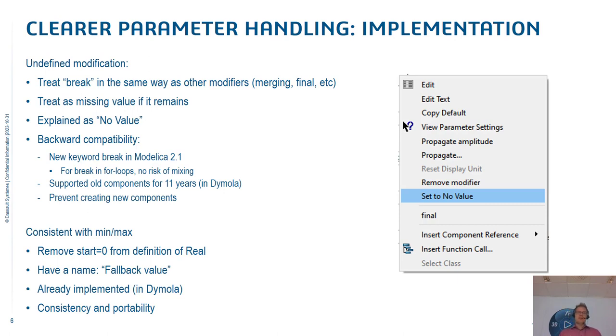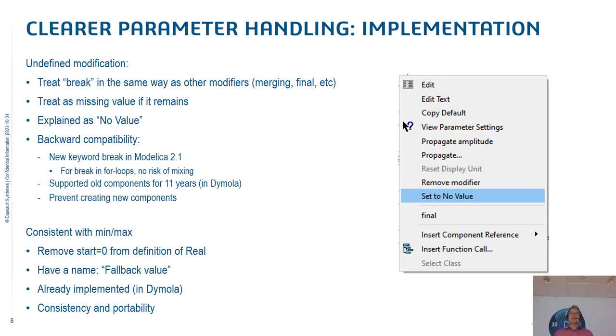For backwards compatibility, there was a new keyword break, but it was introduced already in Modelica 2.1, and it breaks for loops. So there's no risk of mixing them, and we supported the old components for 11 years in Daimler. I don't know exactly how long in other tools, but the goal is to have 10 years working of models. And during that time, we prevented you from creating new components with this name. And then for consistency with min and max, that required that we removed start with a 0 from the definition of real. And it was already implemented in Daimler.